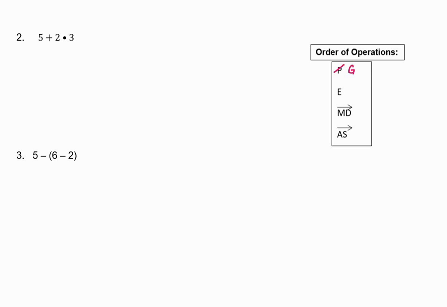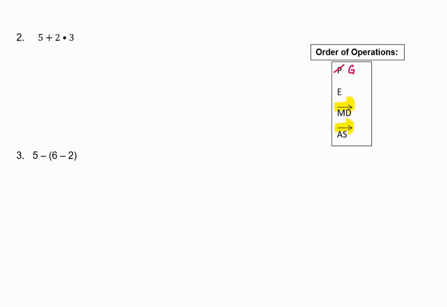Notice that the M and D have an arrow over it. That means that we're going to be doing multiplication and division from left to right. One is not any higher on the order of hierarchy than the other. Same thing for addition and subtraction. You do that from left to right. So let's look at a couple of examples.